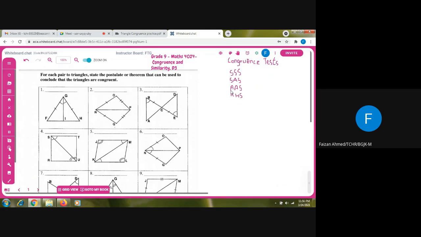So we are using these four tests, and one by one we will be applying them. In question number one, the figure is telling us that side FG is equal to HG. There is one dash and one dash, which means these two sides are equal. So we can write FG equals HG, one side equal to the corresponding side of the other triangle. The figure is also telling us that G is a common angle. So angle G is equal to angle G, because it is present in both triangles.